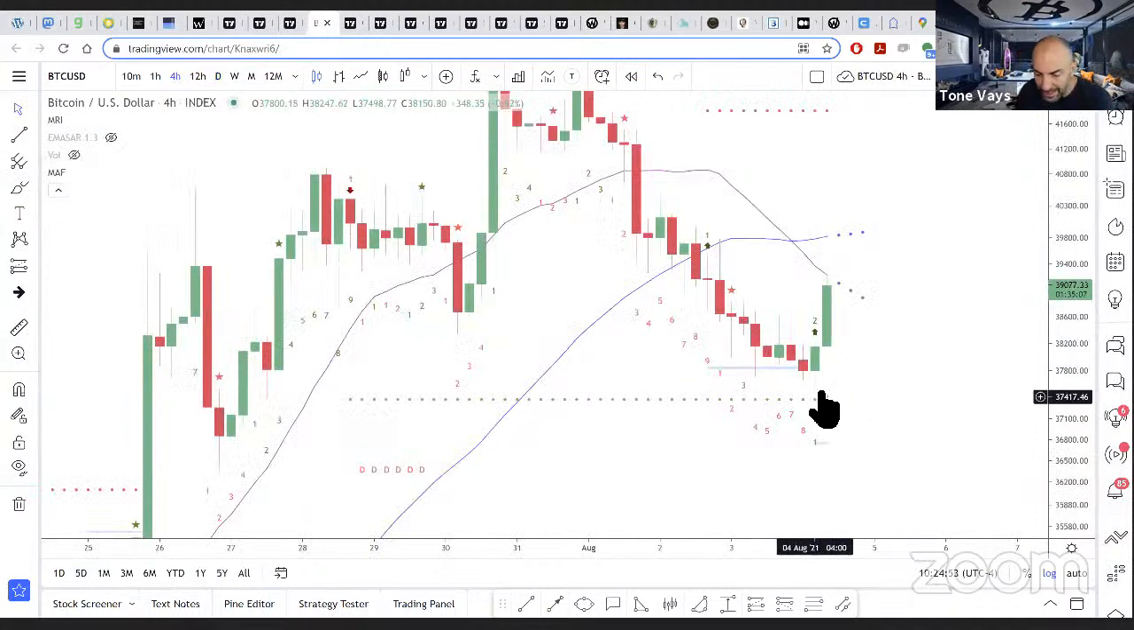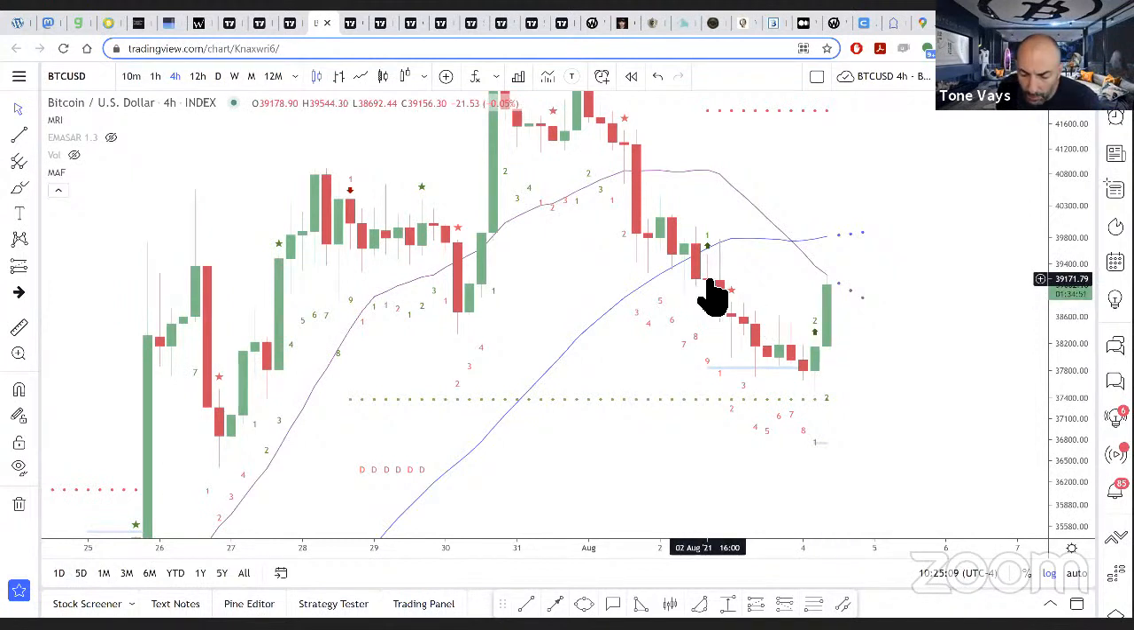Now, as you can see, in addition to bouncing perfectly off of the 37,500, you bounced right off the MRI support line and on an MRI buy. Granted, it was the second consecutive MRI buy.